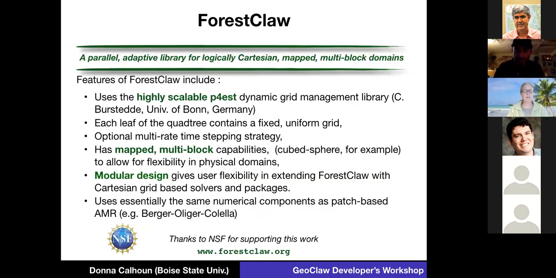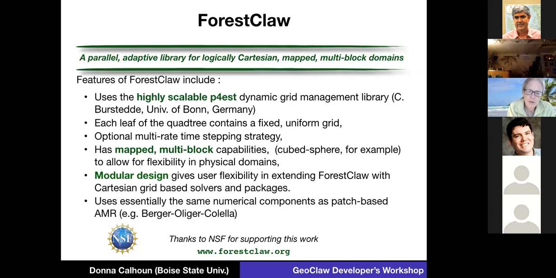So ForestClaw, what is ForestClaw? Well, it's a parallel adaptive library for logically Cartesian mapped multi-block domains. It's inspired by things like AMRClaw, GeoClaw, and other adaptive mesh refinement codes. The main difference between ForestClaw and something like GeoClaw or AMRClaw is that it's based on an existing mesh management library called p4est, and I'll say more about that. It's a quad tree library, so it's a tree-based code. Each leaf of a quad tree contains a fixed uniform grid.